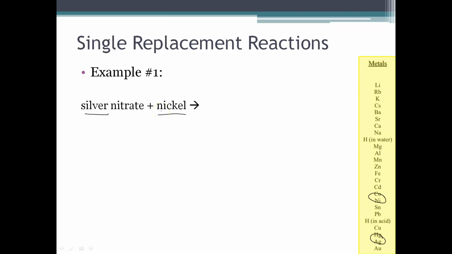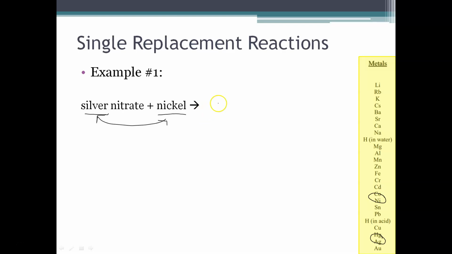Now I ask myself, is nickel more or less active than silver? Nickel is higher up on the activity series. On the previous slide, I said the more active metals are at the top. So what will happen here is nickel is trying to come over here and replace silver. Single replacement reaction, right? Nickel can only replace silver in silver nitrate if it's more active on the activity series. In this case, it is. So in this case, they will switch places.